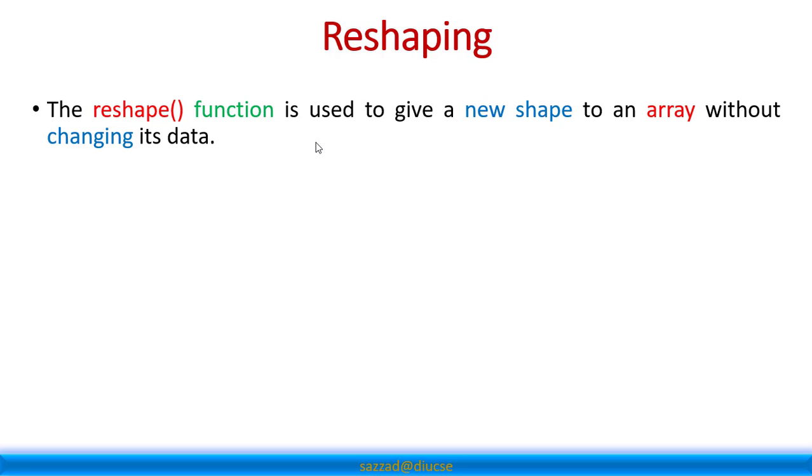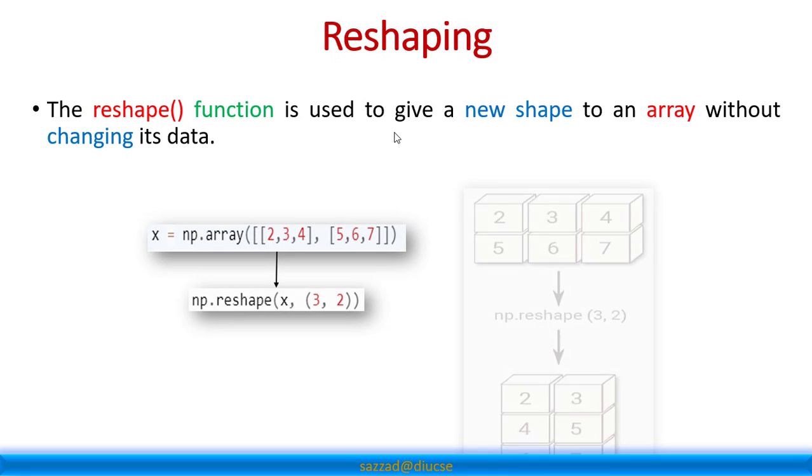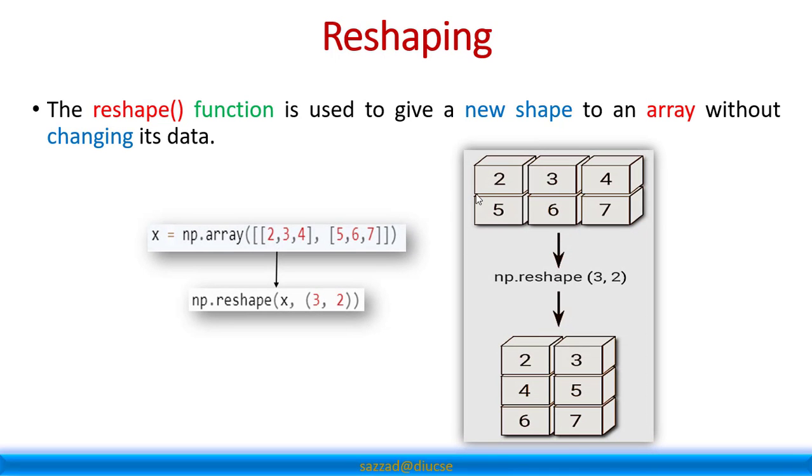The reshape function is used to give a new shape to an array without changing its data. That means suppose we have an array of shape n by m, where n equals 2 and m equals 3. So this array is 2 by 3, or 2 multiplied by 3. We can convert it into 3 by 2. That means there will be 3 rows and 2 columns without changing the data. So the data will be the same, but the shape of the array will be changed. Just a single line of command is necessary to do that.